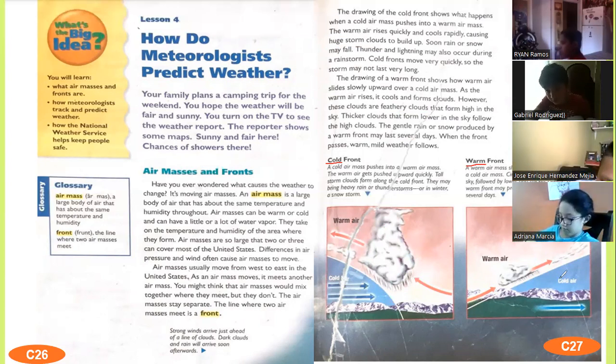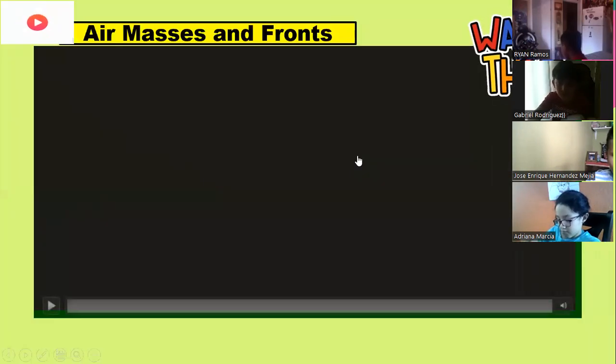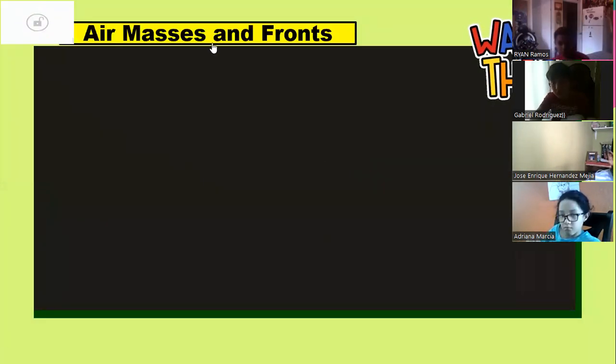These two are flowing in the same direction. Can you see the arrows? Cold air is here and warm air is here. So the two of them meet and they are pushing. But remember, they don't mix because they have different temperatures. In this case, cold air is going in this direction and warm air is going in this direction also. So because they don't mix, the warm air goes up. And what does it form? Feathery clouds. That's what it forms. Let's watch this video.